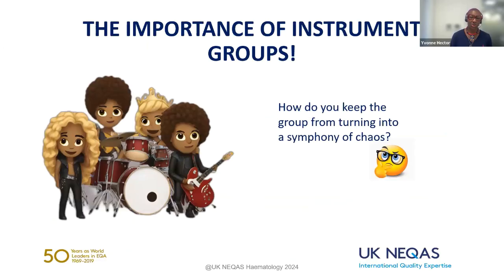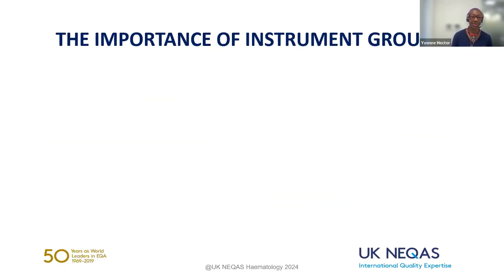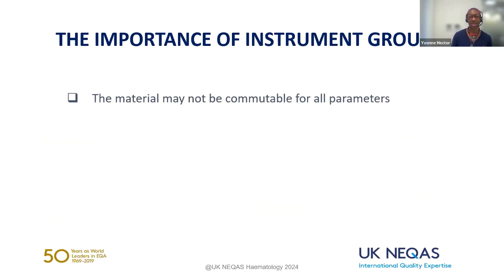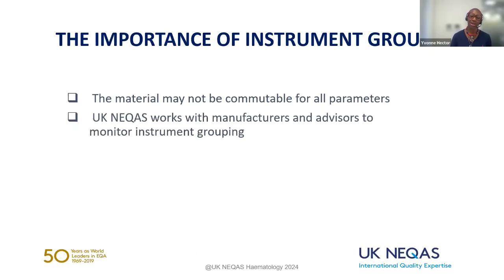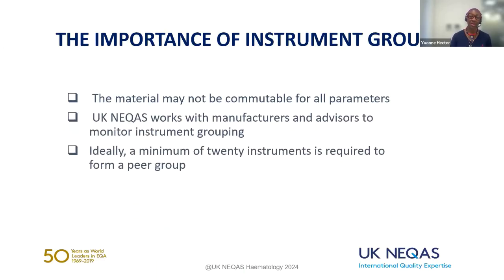So why have different instrument groups? We can use it for peer grouping, and it can be necessary because the survey material is stabilized, and although the target values are clinically comparable between groups, the material may not be commutable for all parameters. At UK NEQAS, we work with manufacturers and advisors to monitor our instrument groups, and ideally we want to have a minimum of 20 instruments to form a peer group for the purpose of valid statistical analysis, but this may be varied at the discretion of the scheme, depending on the instrument group, the instrument type, and the program that we're looking at.